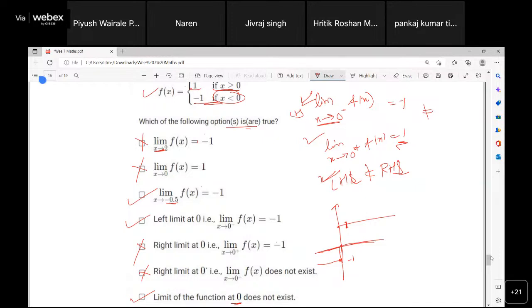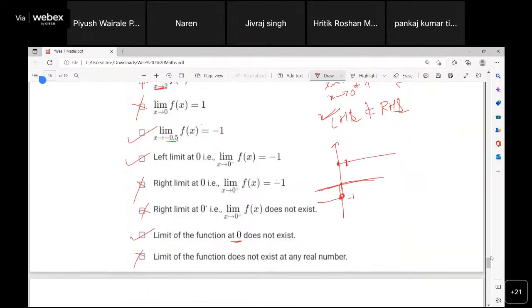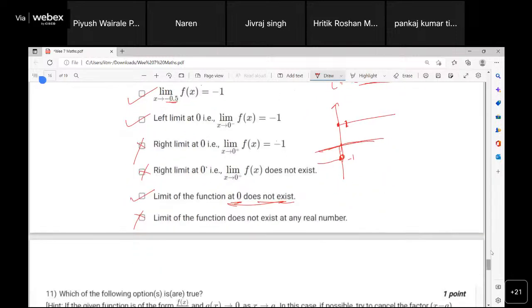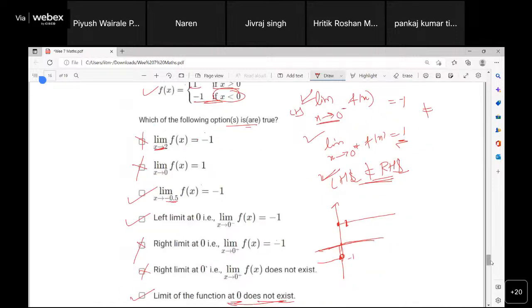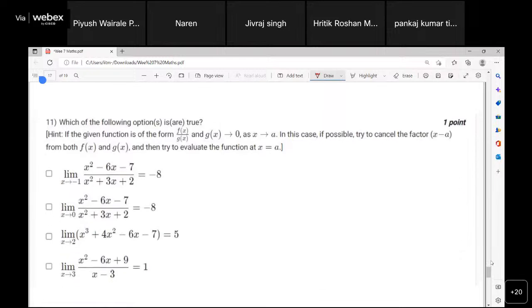Yes, sir. At x equal to 0 it will be 1, right? This is a dark circle and this is an empty circle. The limit at 0 does not exist because the left hand limit and right hand limit are not equal, right? The left hand limit is -1 and the right hand limit is +1. So it is not equal, and we can say the limit of the function at 0 does not exist. Any doubt in this part? No, sir.